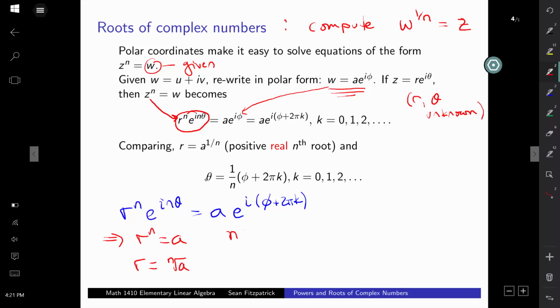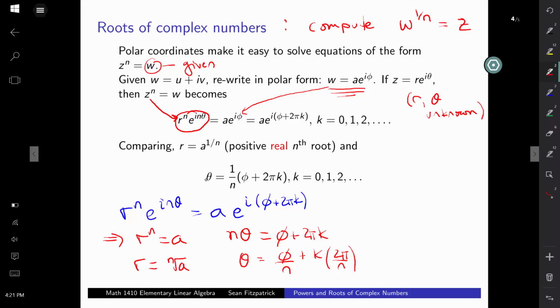And then you also compare the arguments, and you say, well, n times theta must be, well, it could be phi, but the point is it could be phi plus any multiple of 2 pi. And adding those multiples of 2 pi doesn't affect the value of n theta, but it can affect the value of theta, because if we divide by n, now suddenly theta is phi over n. You have this basic angle, plus now some multiple not of 2 pi, but of 2 pi over n. And now we're adding multiples of some fraction of 2 pi, and that means that we are actually changing the value of theta. For each value of k that you put in, you're changing the value of theta.